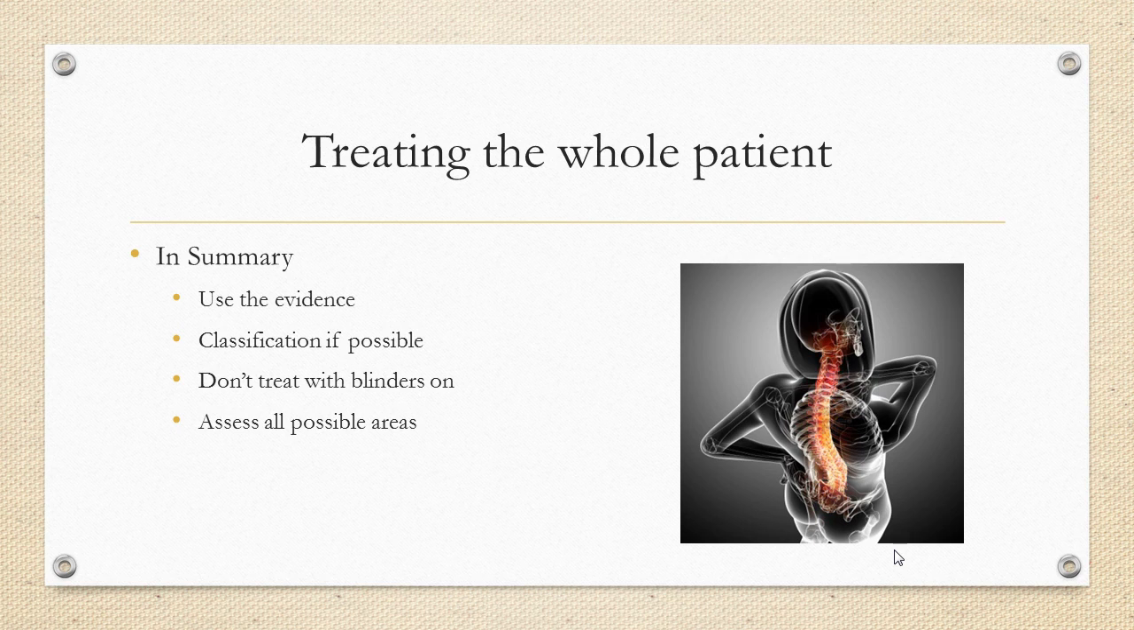Don't treat with your blinders on. The patient comes in with shoulder pain or elbow pain. Make sure that you're assessing, seriously. They always tell you this in school, look above and below. But you've got to look above and below to find why the patient is having the pain that they're having or the dysfunction that they're having, so that we assess all those areas and address all the possible areas so that we can get our patients to 100% success rate.